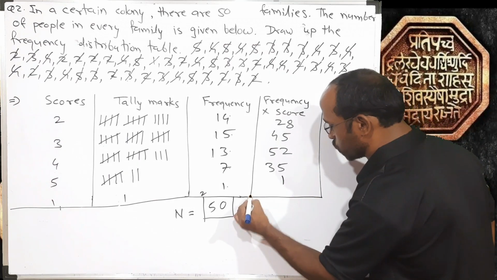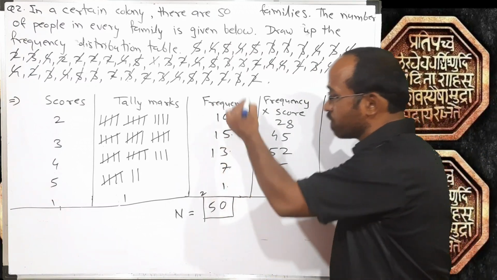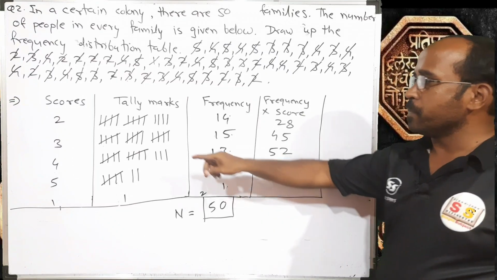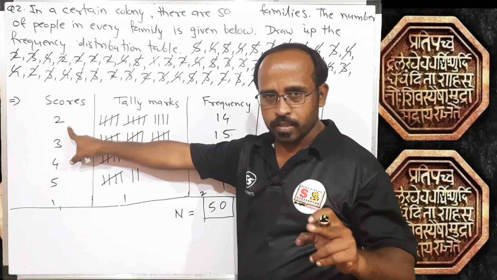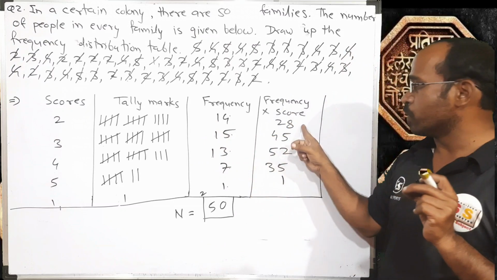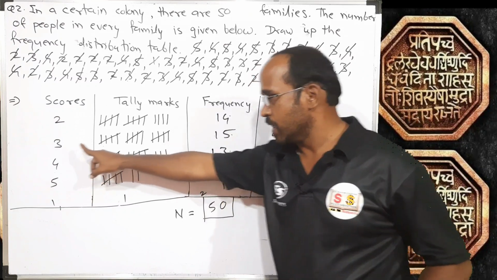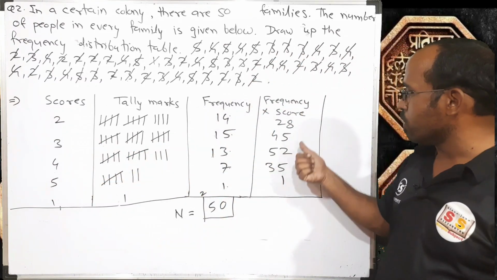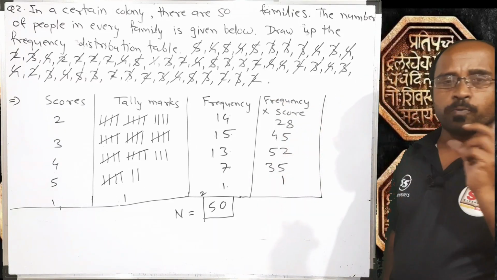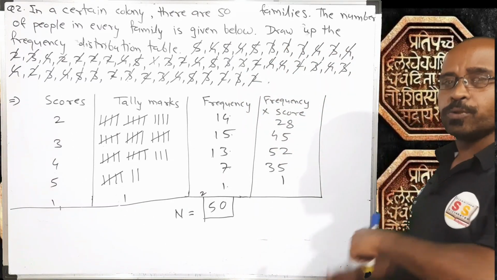So this column is useful for what? See student, this is n. n is nothing but the number of observations, 50 families. This column will represent what? If there are 2 persons in a family, there are 14 such families, means total 28 persons. If there are 3 persons in a family, there are 15 such families, means 45 people in the colony. So this column is useful to find the total number of people in the colony, which we can use to find the average.